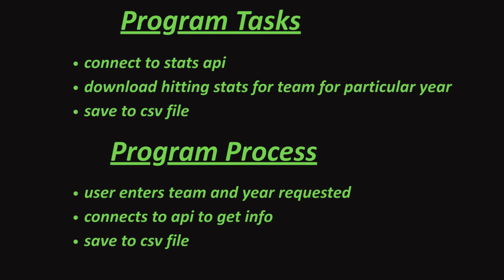How it's going to work is I'll have the user enter what team and what year they want to get batting stats for, and the program will connect to the Stats API to get the info, and after a little coding magic, it'll produce a CSV file with the hitting stats for that year.